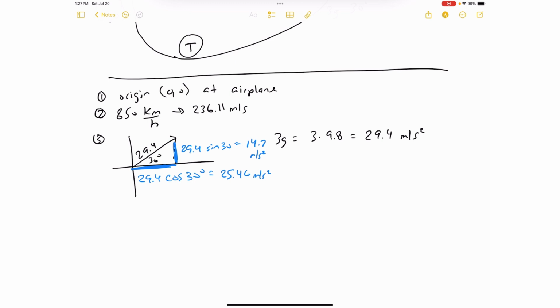So the origin is at the airplane. It's traveling at a constant velocity of 236.11 meters per second. And the rocket, once it turns on, is going to have a horizontal component of 25.46 meters per second squared and a vertical component of 14.7 meters per second squared.